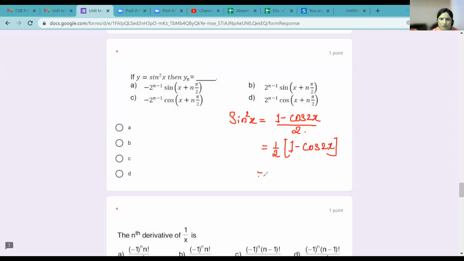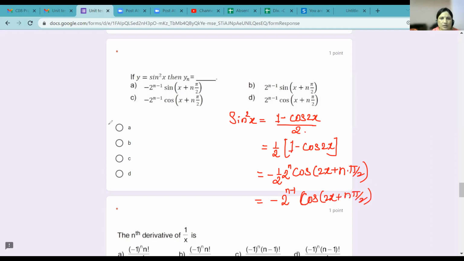Okay. So here the nth derivative of the first term is minus 1 by 2 cos of (2x plus n pi by 2) into 2 raised to n. So it is minus 2 raised to n minus 1 into cos of (2x plus n pi by 2).